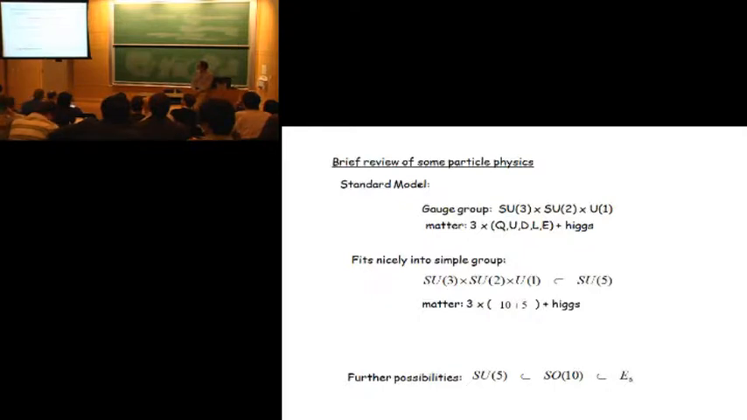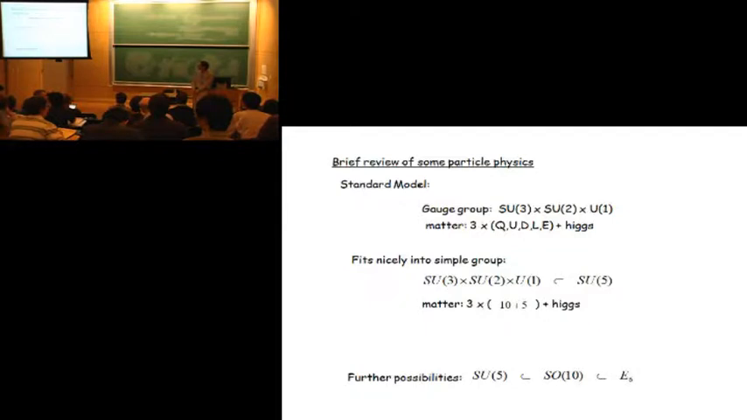You can further extend this by taking slightly larger groups, and it looks even more pretty, more unified. So SU5 can be embedded in SO10. And if you do that, and you also add a right-handed neutrino, then a single generation of a 10 plus a 5 bar together with the right-handed neutrino fits into a spinor representation of SO10. So SO10, in some sense, unifies the matter representations together with the right-handed neutrinos.